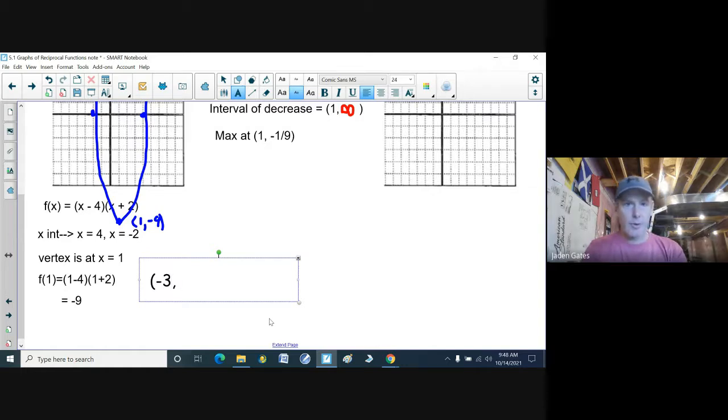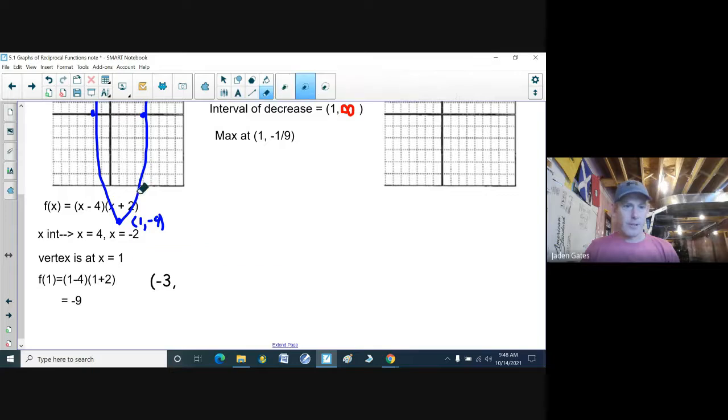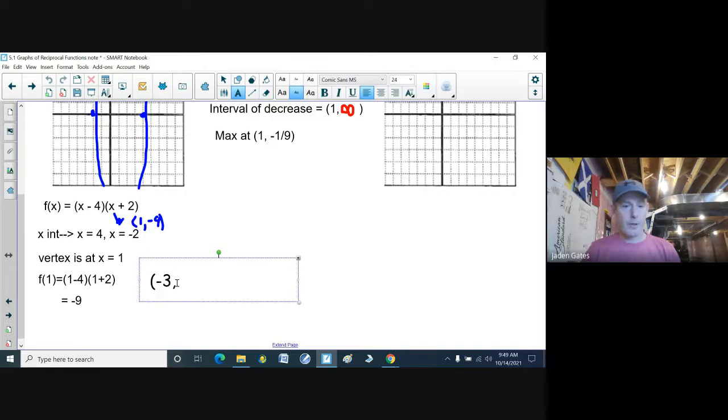I'm not sure why the font changed all of a sudden, but let's see. I plug -3 into my function here. -3 minus 4 is -7, times -1... I don't want to mess this up again. -3, plug it in. -7 times -1 is 7. So -3, 7 is a point.